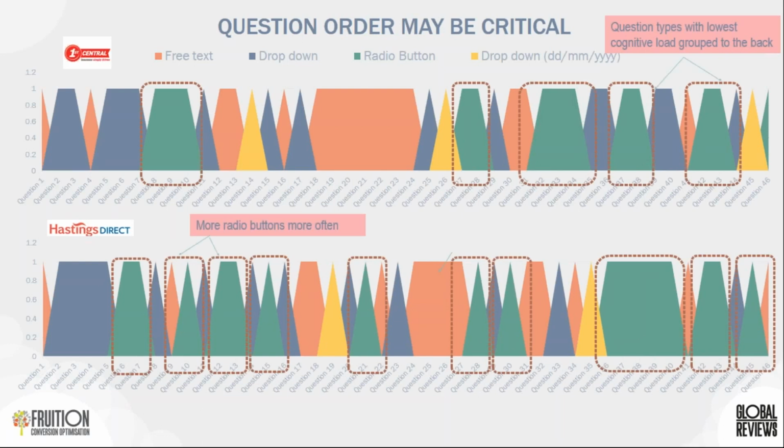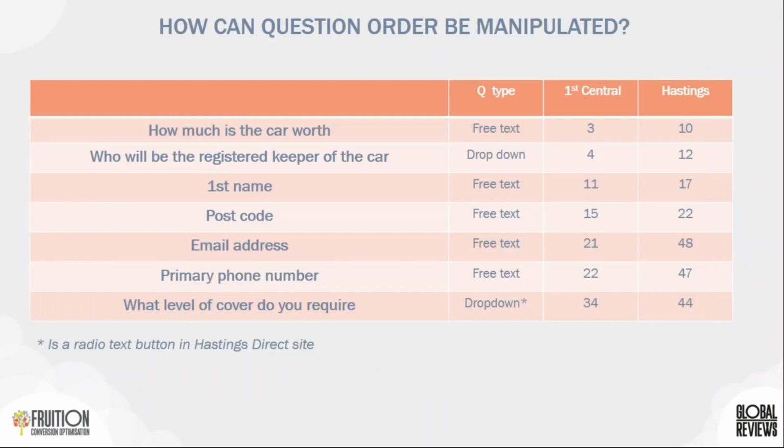What we can see is that First Central are putting most of their radio button questions towards the end of the quote tool, whereas Hastings Direct are peppering them through the quote tool. That makes it easier for a person to complete it, because they have these easier questions to complete as they're moving through the process. So that's very interesting. Moving on to the next area, how are Hastings Direct actually doing this?